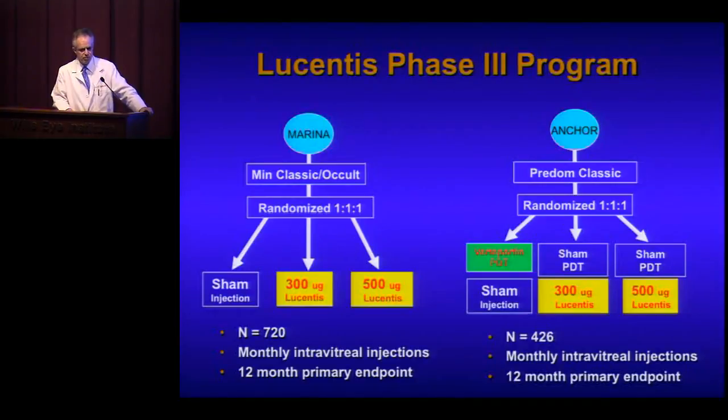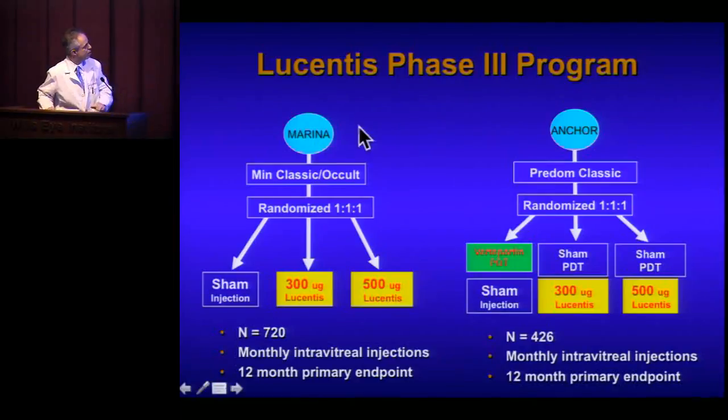So the Lucentis phase 3 program consisted of 2 prospective clinical studies, the Marina and Anchor study, and as you see, between the 2, it encompassed all forms of neovascularization. The Marina with the minimally classic and occult had a sham control because photodynamic therapy didn't work well in that setting. And the standard for classic was photodynamic therapy, so this was a head-to-head study of photodynamic therapy versus 2 doses of Lucentis.